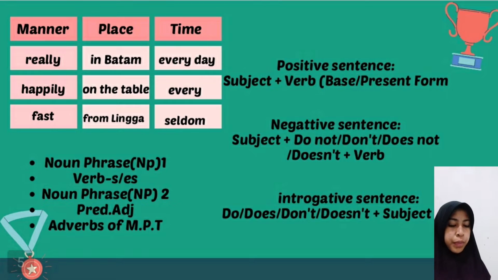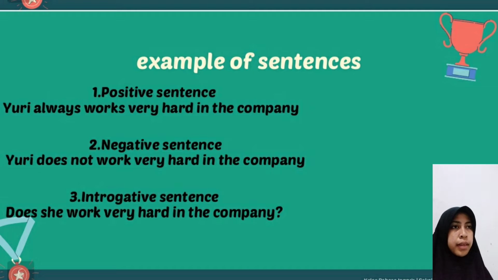The simple present formula is: one, positive sentence is subject plus verb base or present form. For negative sentence is subject plus do not or don't or does not or doesn't plus verb. And for interrogative sentence is do, does, don't, doesn't plus subject plus verb. For example of sentence is one.